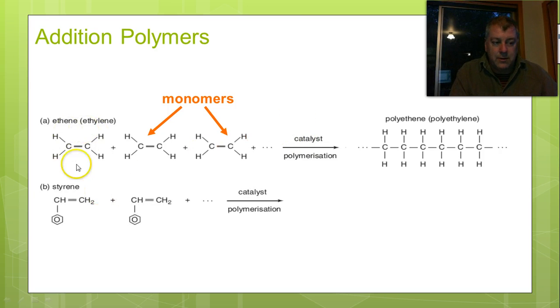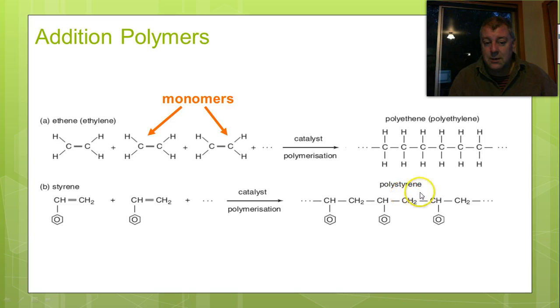and we don't have to have just simple alkenes, we can have more complex ones. Now this is a benzene group, we don't need to know about it, and this little monomer is called styrene, so you can probably guess what the polymer is going to be called. It's polystyrene, because this one here is polyethylene.